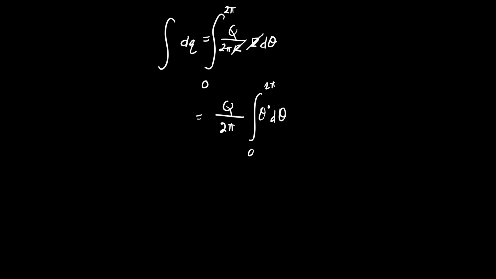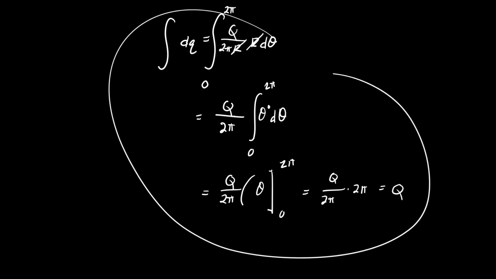But if I use the antiderivative of the polynomial function, I will get theta, right? Theta to the 1 power divided by 1, evaluated from 0 to 2 pi, which makes this q over 2 pi times 2 pi, which is q. I said to add up all the charge. I got the total charge. Why am I not surprised? Why did I have to do all of this?